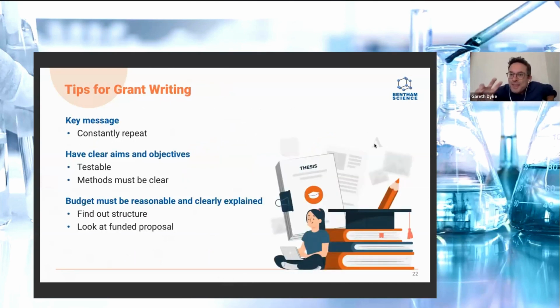So here are some key tips for grant writing. And if you listen to our article writing, our paper writing workshops as well, you'll see that it's largely the same kind of advice that we would give for writing articles. You've got a key message, which you need to constantly repeat, reinforcing that key message, having clear aims and objectives that are testable. Your methods must be clear. Important in article writing, also important in grant writing. This is where reviewers will come in and pick holes in your proposal. So the methods have to be doable. They have to be clear.